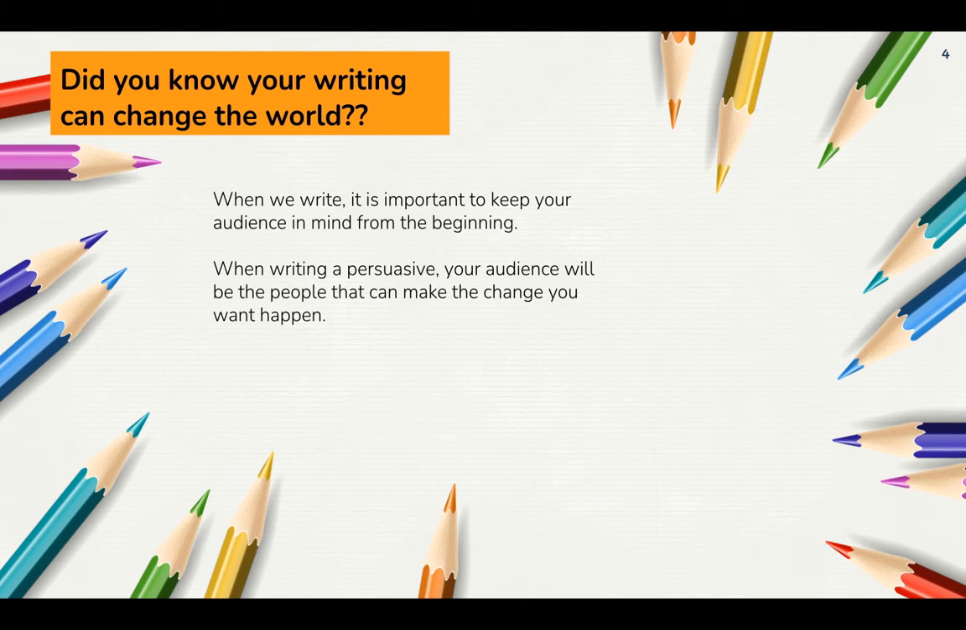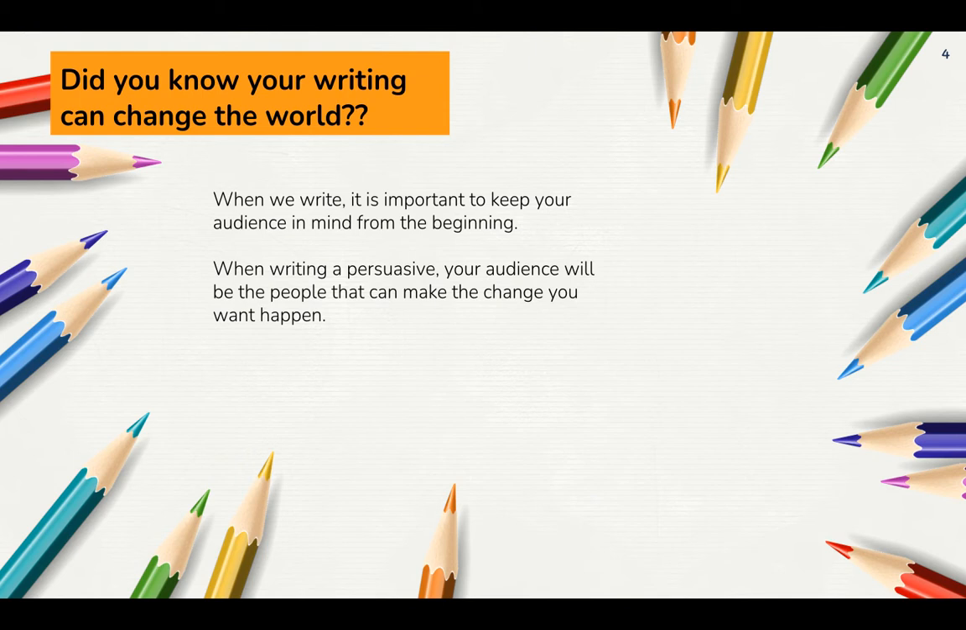You're going to brainstorm an idea for a topic. Then think about who has the power to change what you want changed. It helps tremendously whenever you're writing to keep your audience in mind from the beginning. When you're writing a persuasive piece and asking for change or something that you want to happen, it's always a good idea to keep your audience in mind and think about the fact that you'll be writing to a specific audience. Your audience will be the people that can make the change that you want to see happen.